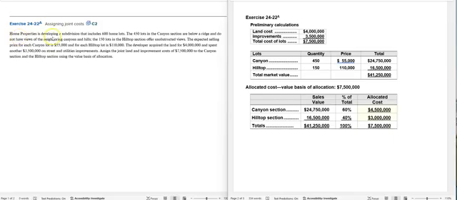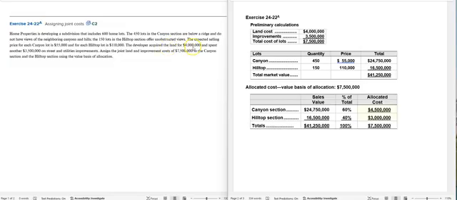So Home Properties is developing a subdivision. It includes 600 home lots. Of those lots, 450 are in the canyon section. They are below a ridge and do not have views of the neighboring canyons and hills. The other 150 lots are in the hilltop section and offer unobstructed views. The expected selling price for each canyon lot is 55 grand, and each hilltop lot is double that at 110.